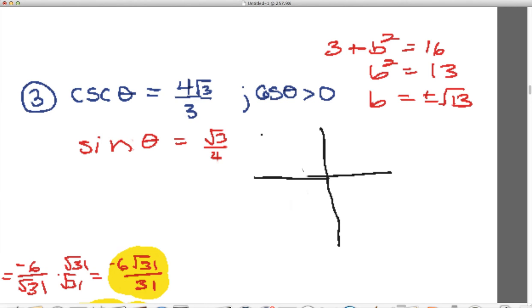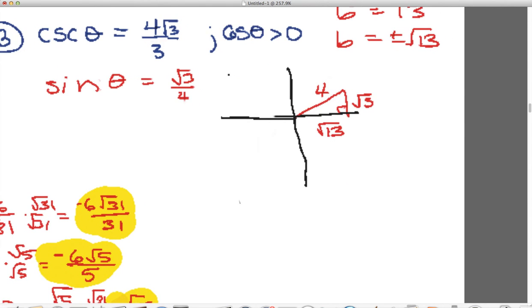So in this case, root 3 is the opposite leg. Let me draw my triangle. So the opposite leg is root 3, the hypotenuse is 4, and since it's positive, I choose the positive root of 13. And then just do SOHCAHTOA again. Hopefully you've got the hang of this by now. This video's taken a little bit longer than I would have liked it to, but that's fine.